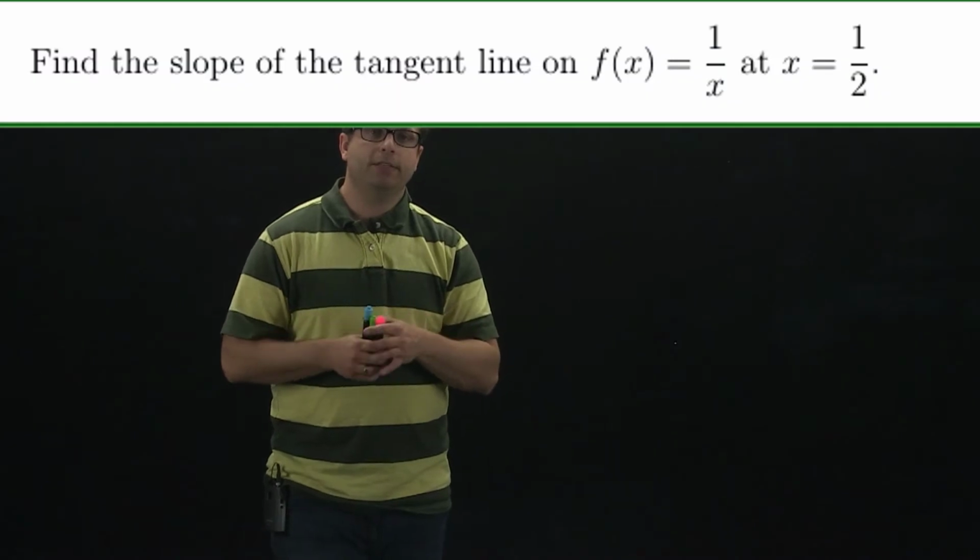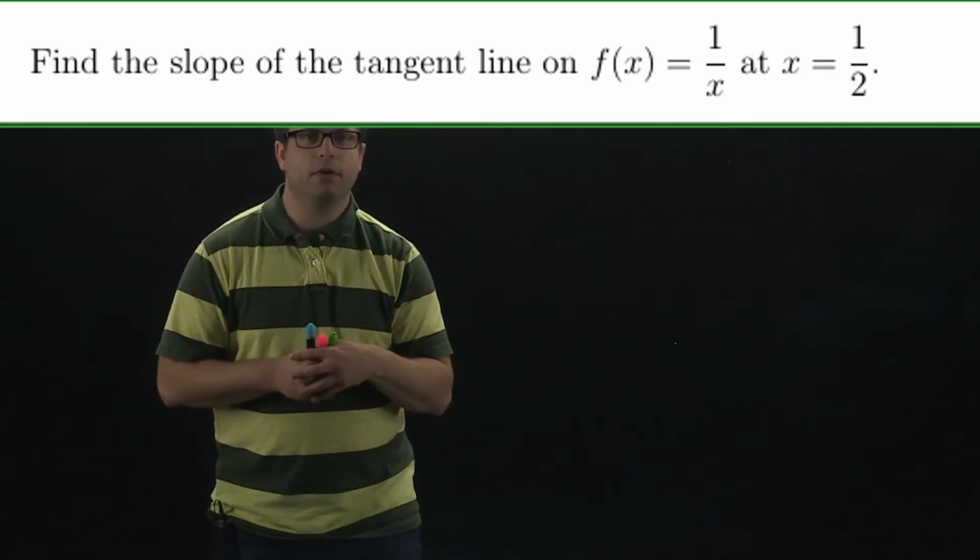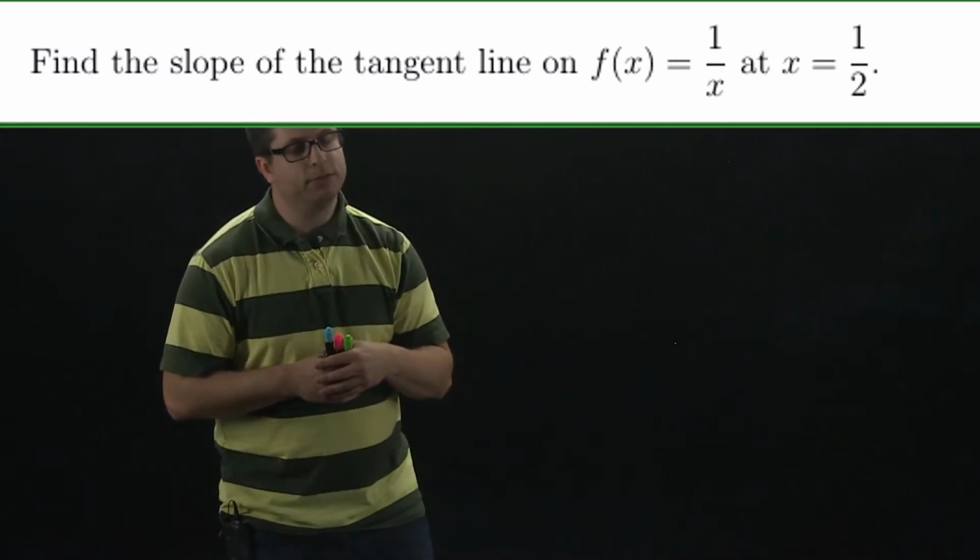Today we are going to use limits in a table of values in order to find the slope of a tangent line on a function. Officially, the question is: find the slope of the tangent line on the function 1 over x at x equals 1/2. We're going to graph this so we can get an idea of what we're talking about, and then we'll set it up as a limit.